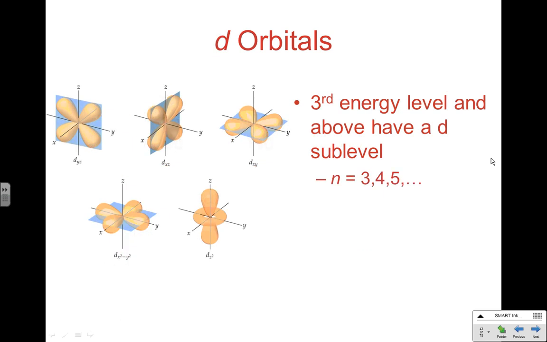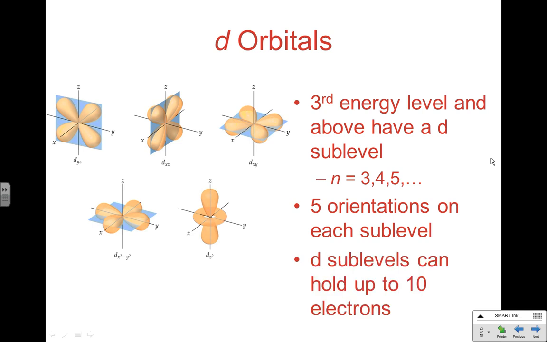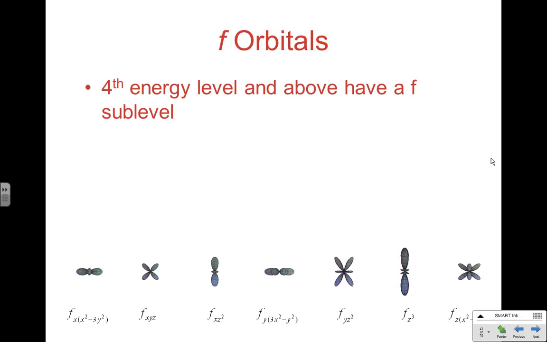So the third energy level and above have a d sublevel. And there are always 5 orientations of d's. And remember, at 2 electrons apiece, that means it would take a total of 10 electrons to fill our whole d sublevel on the third floor.